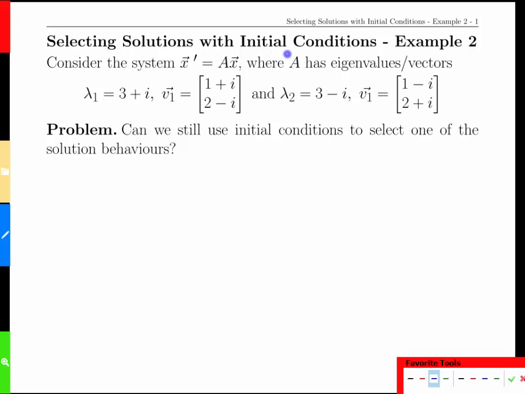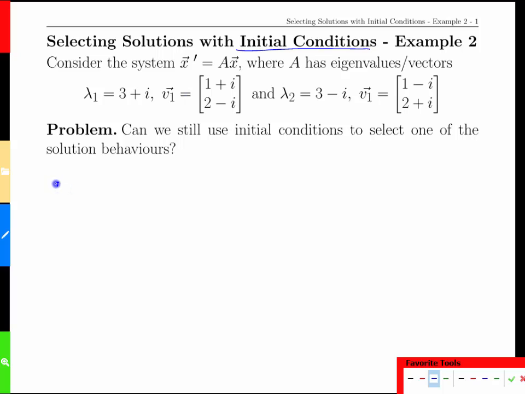We've seen several examples now where we could use initial conditions to highlight or have our solution only reflect one part of the two solutions that we get in a 2x2 system. That was for real solutions though, real eigenvalues, real eigenvectors. Here we're looking at a case where we get complex eigenvalues and eigenvectors. Can we still use this initial condition strategy to pick out one of the two solutions?